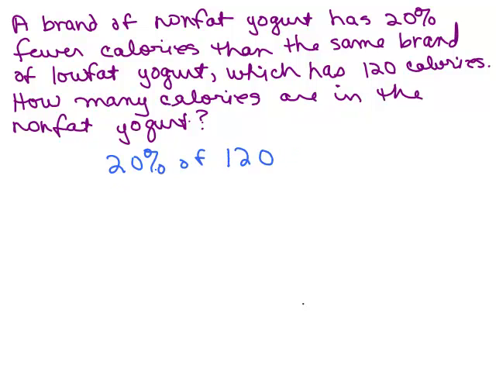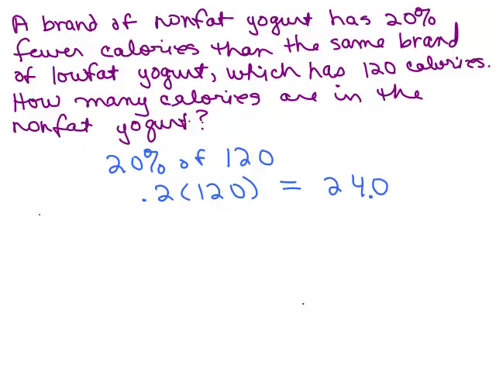And 20% could be written as a fraction or as a decimal. I'm going to just do it as 0.2 times 120. And the way I do this is without a calculator. I think 2 times 120 is 240, and I move the decimal in 1. So I know there's going to be 24. Okay? But that just tells me how many fewer calories.